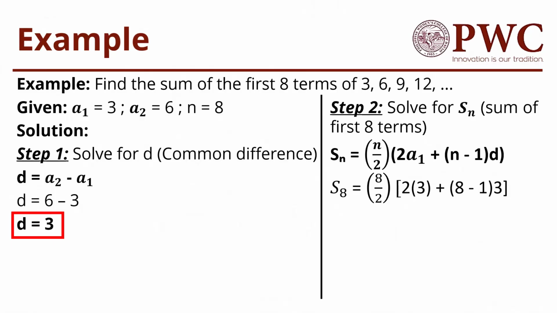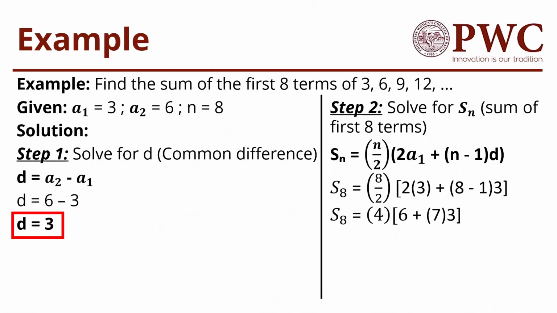Okay? So with that, we will follow PEMDAS: parenthesis, exponent, multiplication, division, addition, and subtraction. So we need to execute and perform all operations based on that. Now, we got 8 divided by 2, that's 4. 2 times 3 is 6. And 8 minus 1 is 7.